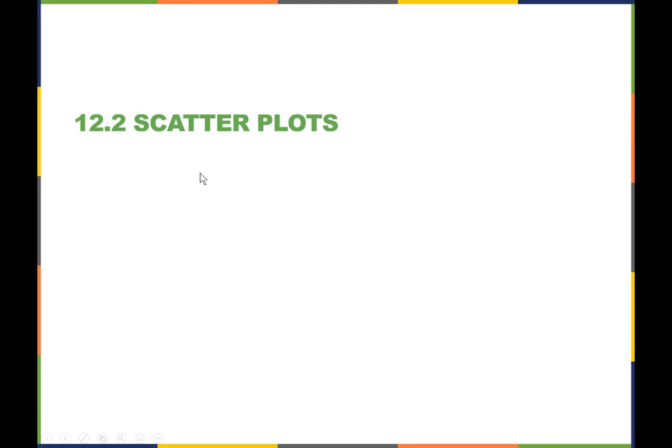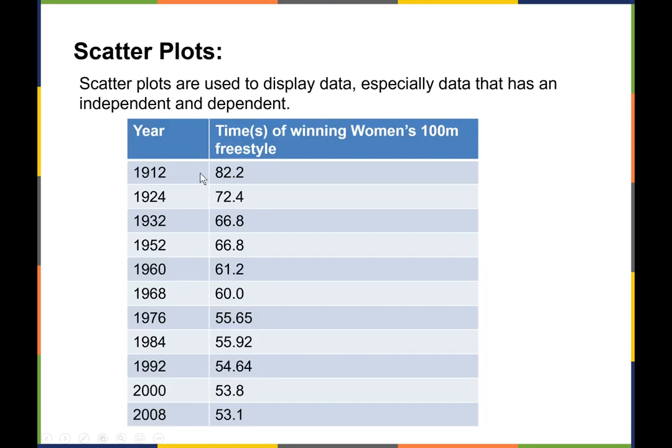All right, let's talk a little bit about scatter plots. The way we're going to talk about scatter plots today is we're going to look at an example of some data of women's 100-meter winning times at the Olympics. Scatter plots are used to display data, usually data that has an input and an output value. In this example, our input is the year, so this is going to go on the x-axis or the independent axis. And our output is the time of the winning women's 100-meter freestyle at the Olympics, which is going to be on the vertical axis or output axis.